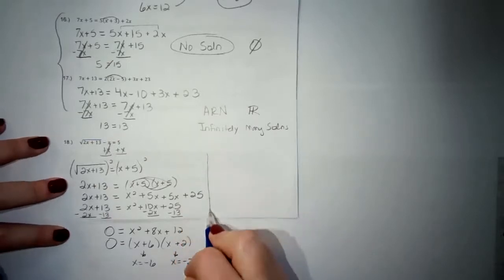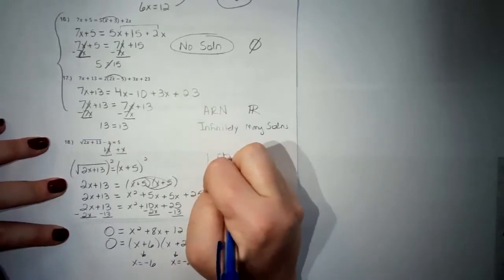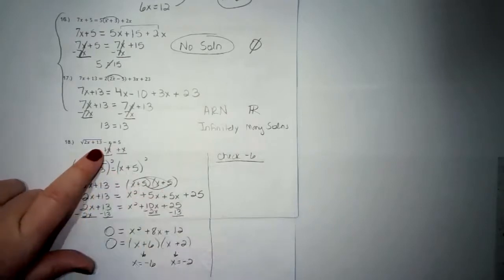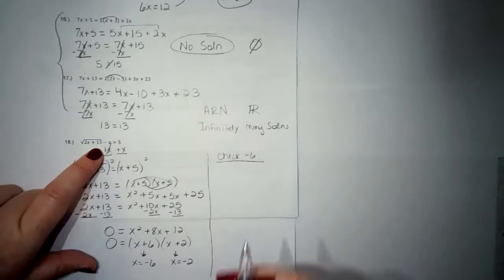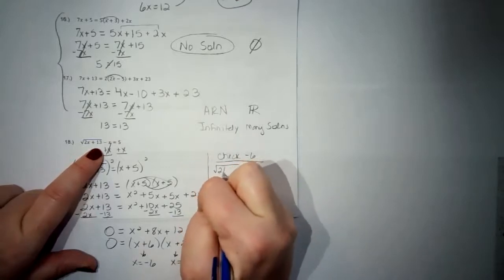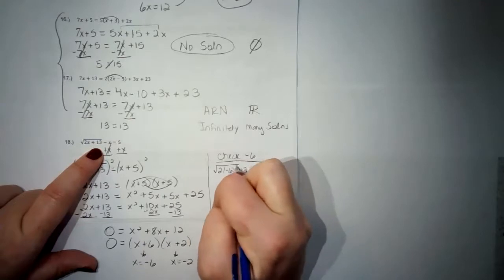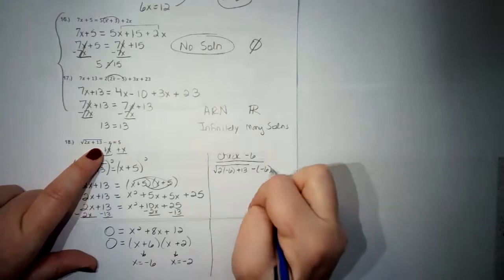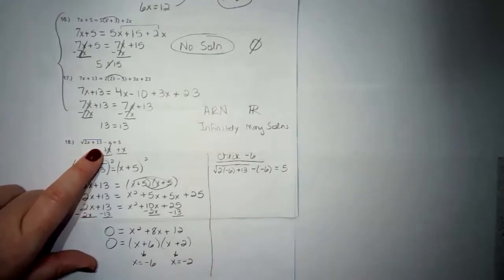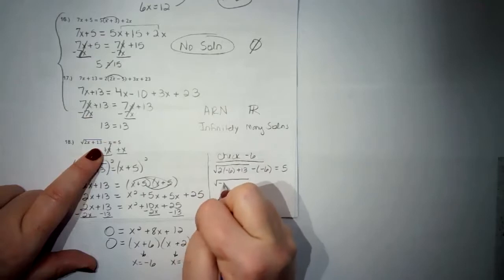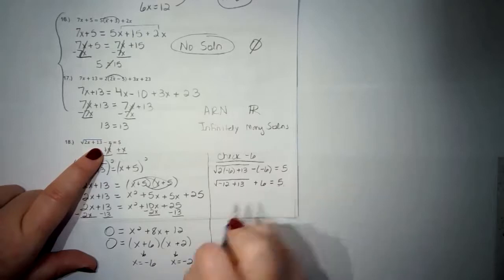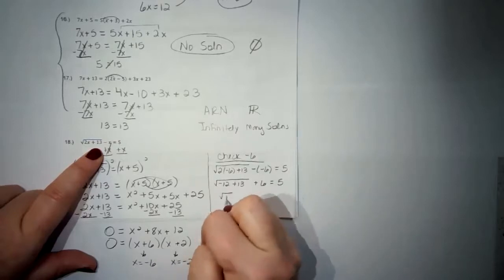Okay? So you're going to have to come over here. Let's check negative 6 first. A lot of you can just do this in your head, but it's always a good idea to make sure we're comfortable doing this. So we're going to go back to the original, and everywhere you see an x, put in a negative 6. So I'm going to have 2 times negative 6 plus 13 under the radical minus a negative 6. It's going to be a plus 6 equals 5. Under the radical, I'm going to get negative 12 plus 13, plus 6 equals 5. Under the radical, I'm going to get a 1.